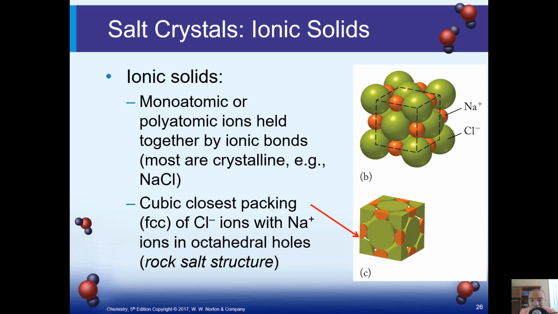Ionic solids consist of monoatomic and polyatomic ions held together by ionic bonds or electrostatic forces. Most ionic solids are crystalline with unit cells that can be classified using the unit cells we discussed previously for the metals. For example, consider NaCl.